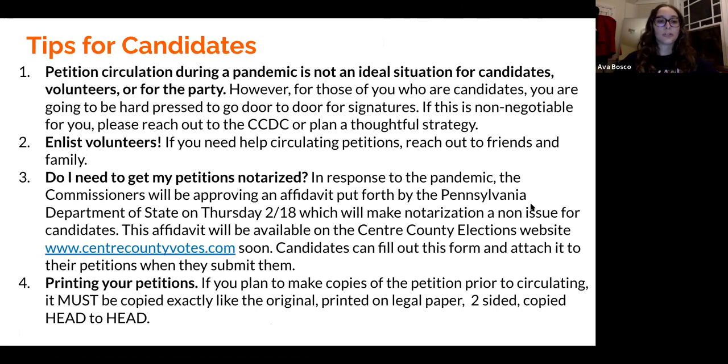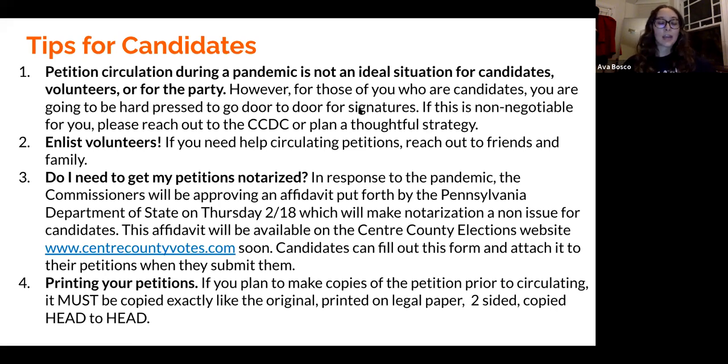I'm going to go through some tips that we have for candidates specifically. Obviously, petition circulation during a pandemic is not ideal. It's not ideal for the candidates, it's not ideal for volunteers, and it's not ideal for the party. As a candidate, you are going to be hard pressed to go door to door for signatures. If you are in an at-risk category and this is a non-negotiable for you, please reach out to the CCDC or plan a thoughtful strategy to ensure that you will get on the ballot.